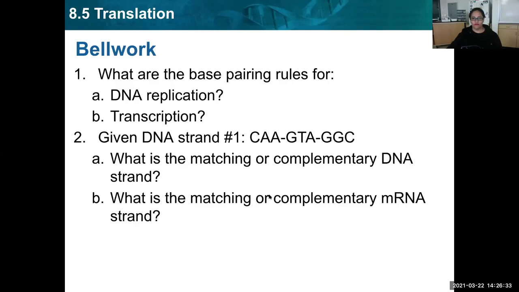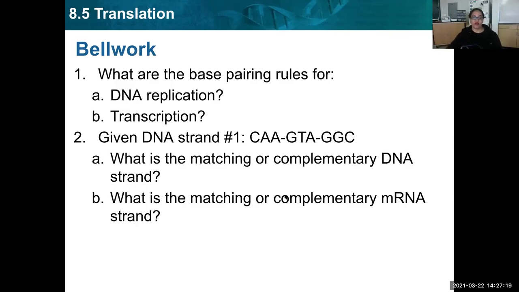All right. So I'm asking you for the complementary DNA strand for number 2A. So CAA pairs with GTT. The majority of you got that right, but this is complementary DNA, so we're still using T's. Hi, Demetrius. GTA pairs with CAT, still using T's. And then GGC should pair with CCG for number 3. But most of you answered that one correctly. That was the closest one. All right.